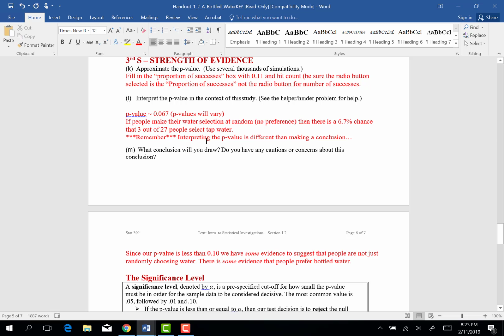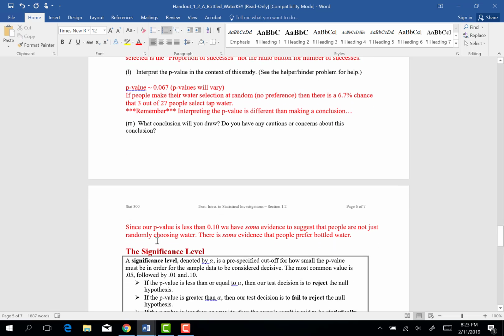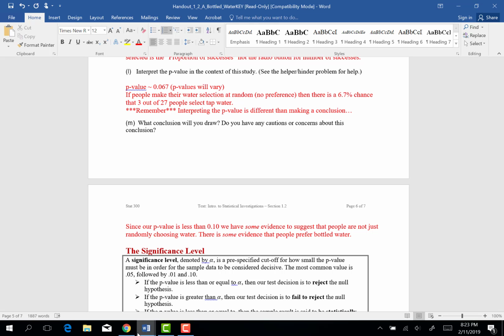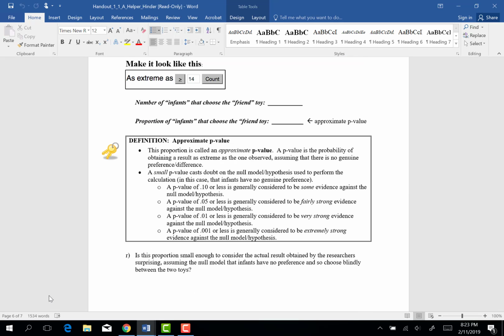This is important. Remember, interpreting the p-value is different than making a conclusion. Making a conclusion is based on the p-value, which again, that goes back to section 1.1, this table. So you have to compare your p-value to this table here. And I got 0.06, so it's not quite less than 0.05. So we're only here at some evidence against the null hypothesis.